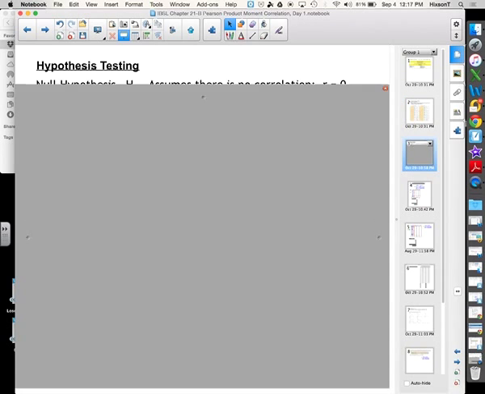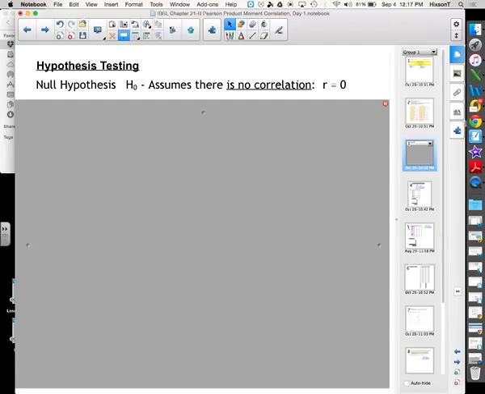So, let's talk about hypothesis testing, and then we'll look at the formula for our R value and how to do this whole hypothesis test. Now, how many of you have done a hypothesis test in physics or some other science class? Okay, so you're somewhat familiar with the concept. So what we're going to suppose is, we call this H sub naught, or our null hypothesis. Our null hypothesis assumes that there is no correlation.